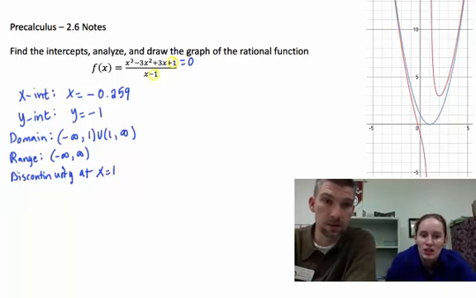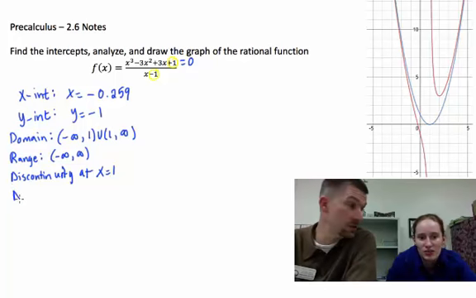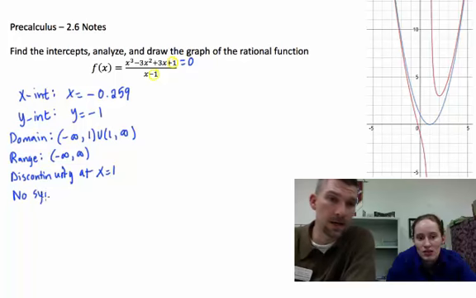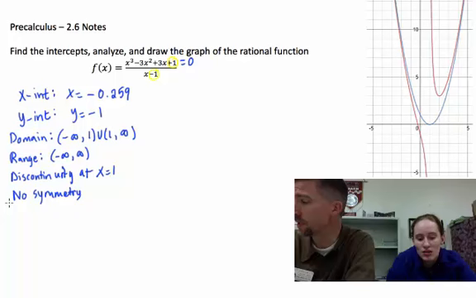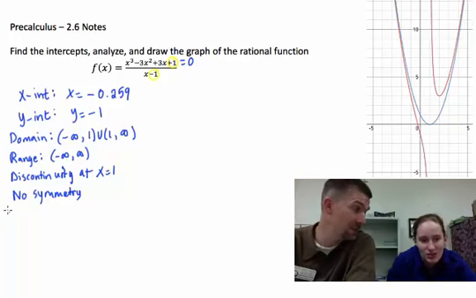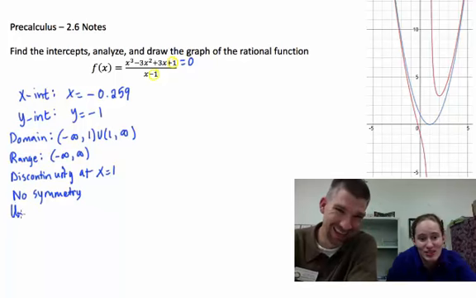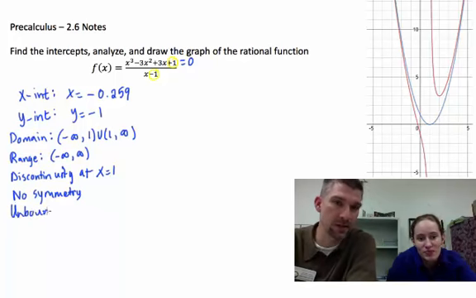Discontinuity at x equals 1. And then symmetry. Not much, no symmetry. Bounded or unbounded on its domain? It's unbounded. There's no floor or ceiling that the graph does not break through at some point. Right.